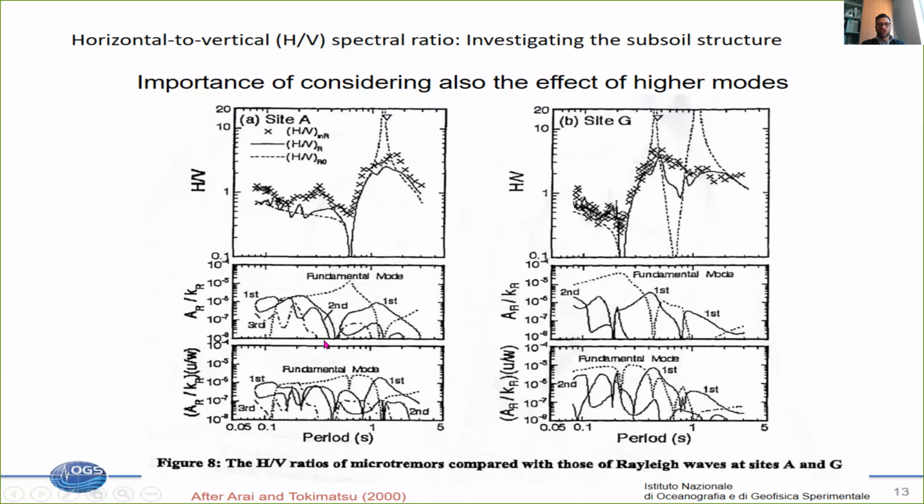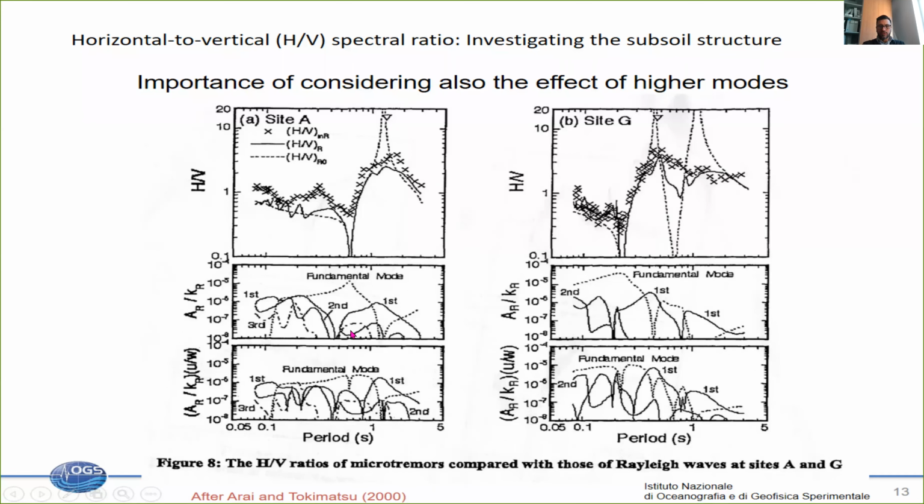This we can see here. This is just, you can imagine, a sort of spectrum of a vertical component at different frequencies. If you look at the fundamental mode, the dashed line, you see that as we expected with theory, due to the impedance contrast, the amplitude of the vertical motion of the fundamental mode is going to 0. And that's why if we consider in the H over V only the fundamental mode, we will have a peak tending to infinity.